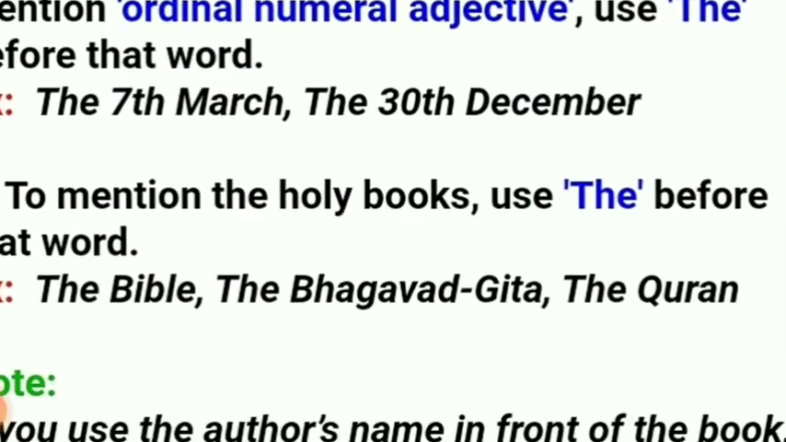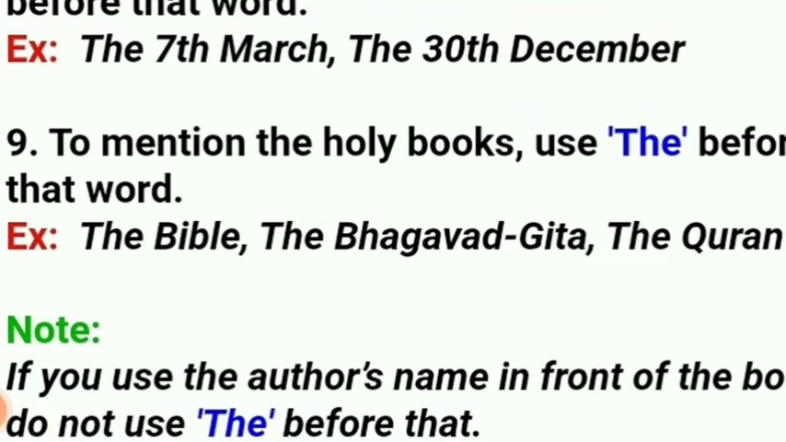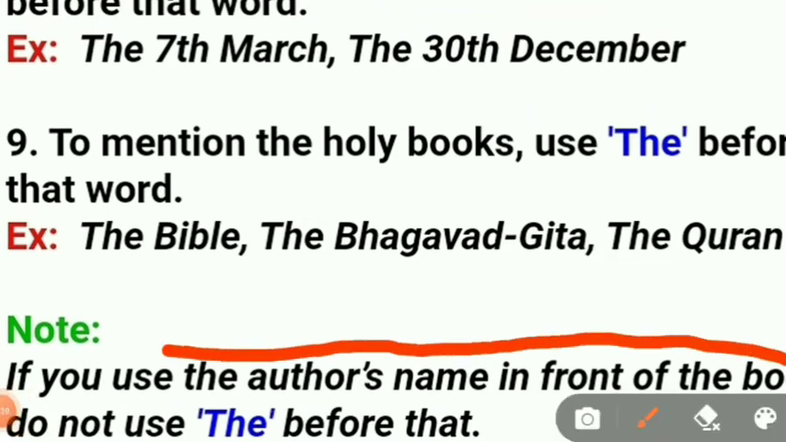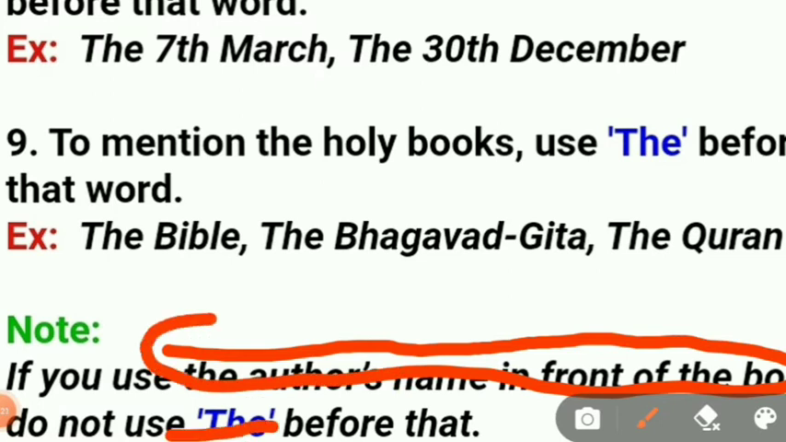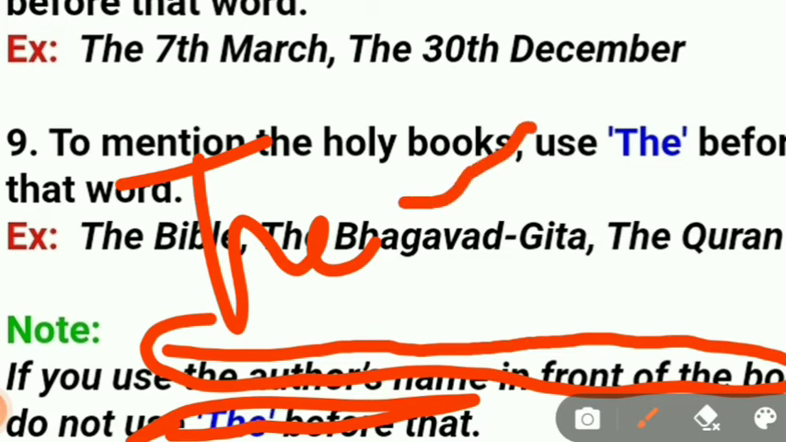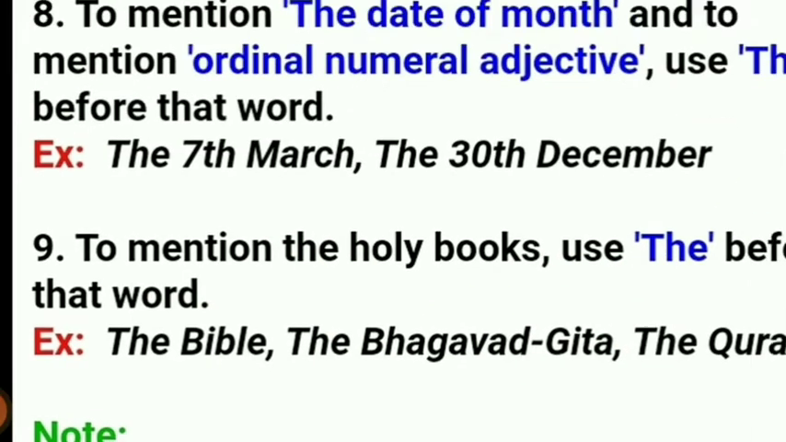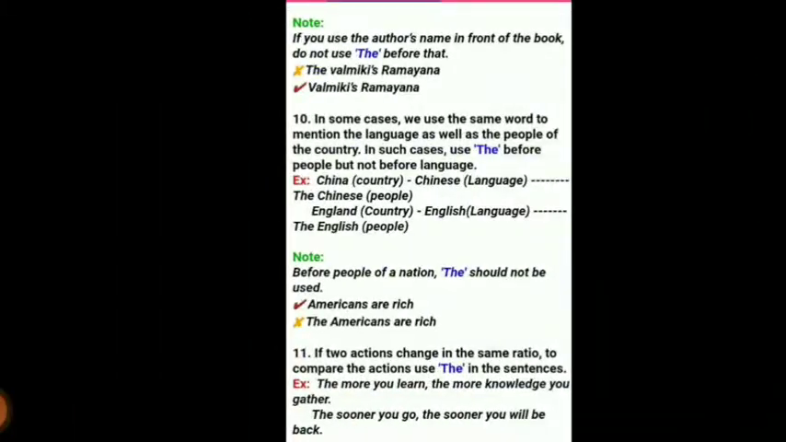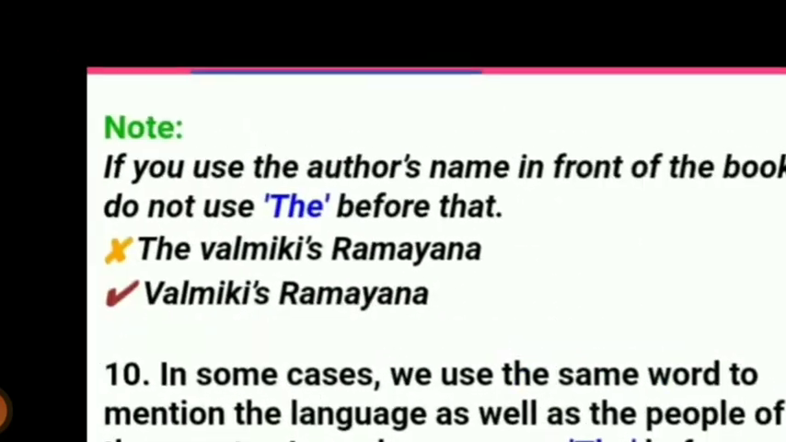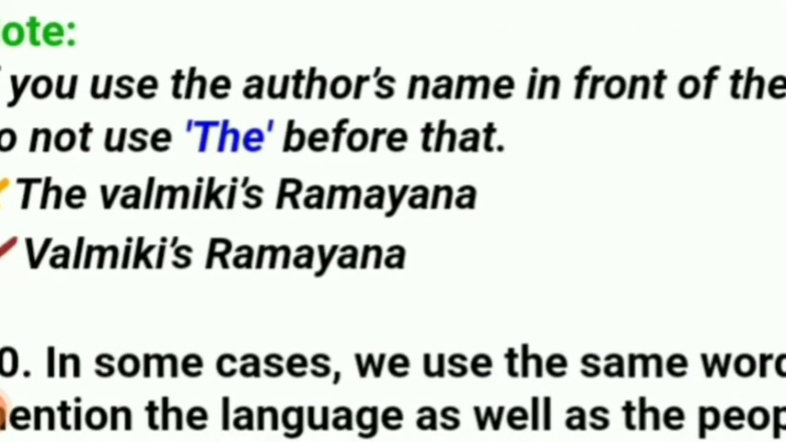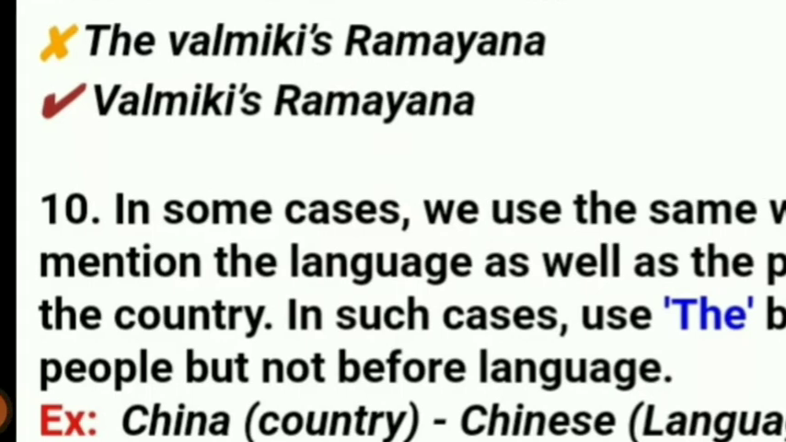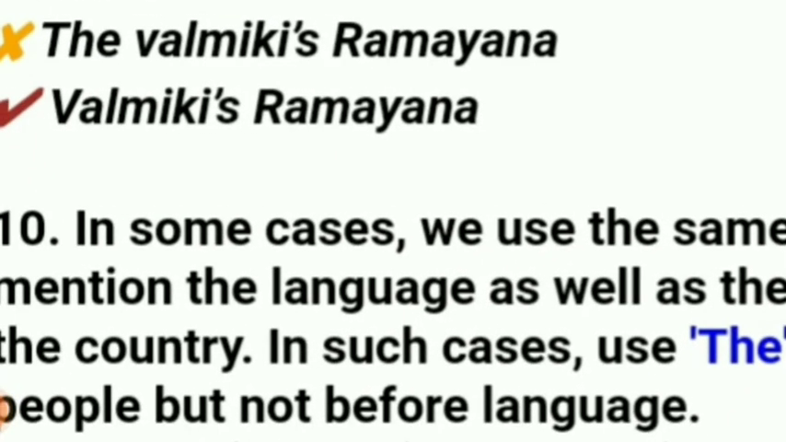Next, observe this. If you use the author's name in front of the book, don't use the before it. Whoever wrote it, no article is used before the author's name. For example, Valmiki Ramayana, not the Valmiki Ramayana.